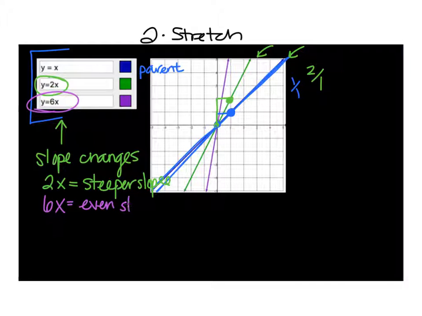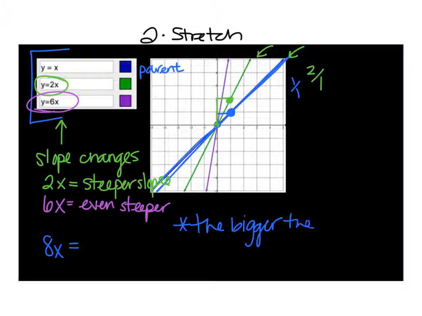So even steeper. So what you should think about then is, if I told you something with a slope of 8x, would that be even more steep or not as steep? And you should notice that it's going to be even more steep. So just know the bigger the number, the steeper the slope. So that's the last little bullet point I'm going to write down. And when I say the number, I'm talking about the number that's multiplying x. So the bigger the number multiplying x, the steeper the line.